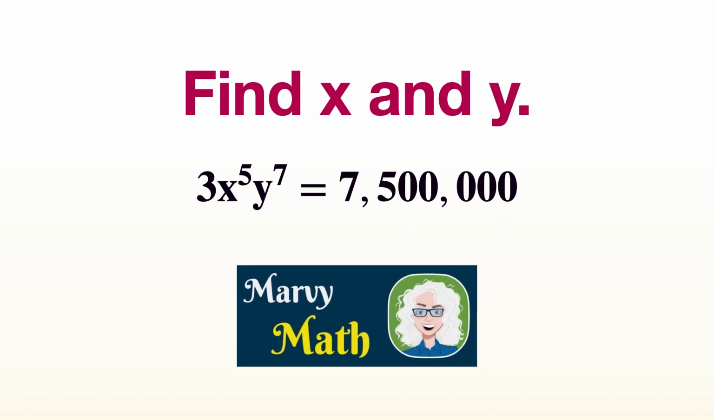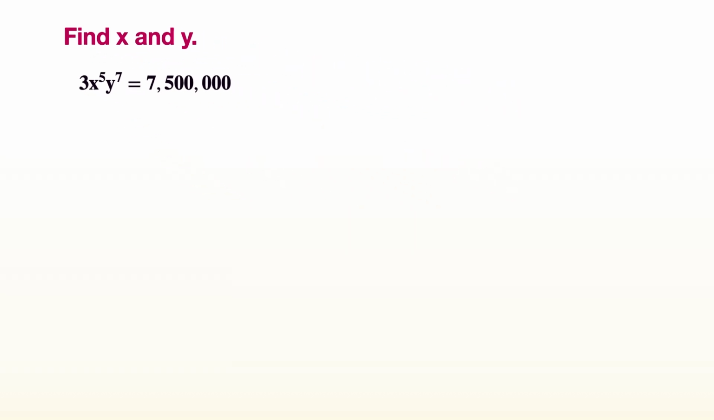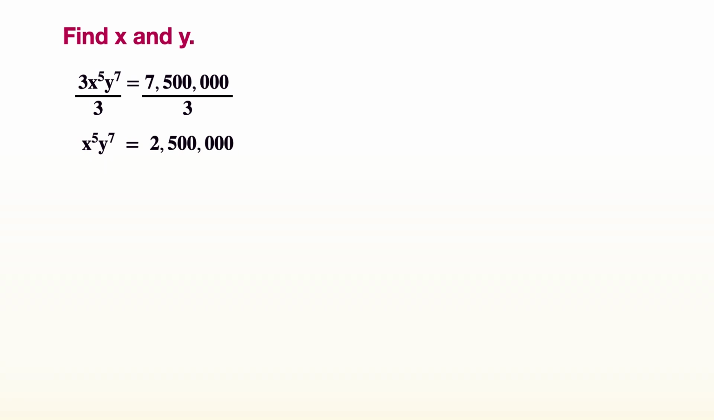In this one, we need to find the values of x and y that will make this equation true. Let's start by dividing both sides by 3, which gives us x to the 5th times y to the 7th on the left and 2,500,000 on the right.